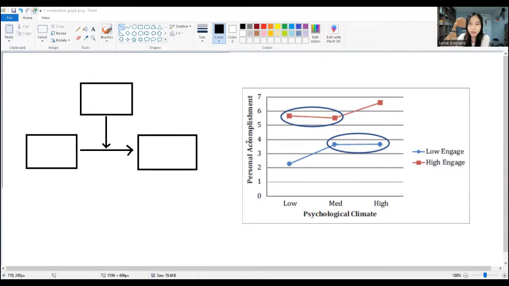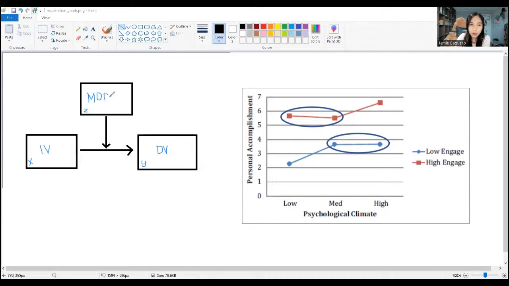So now, we're going to identify the variables. So here we have the x variable, also known as the independent variable, the y variable, which is also called the dependent variable, and lastly, at the middle, we have here the z variable, or the third variable that I mentioned a while ago, and this is called the moderator.